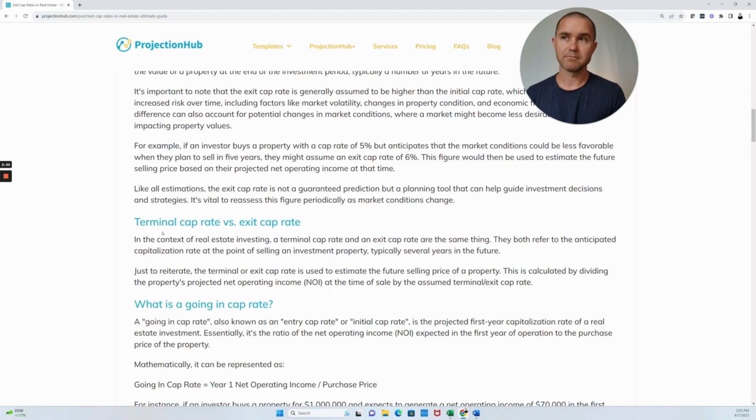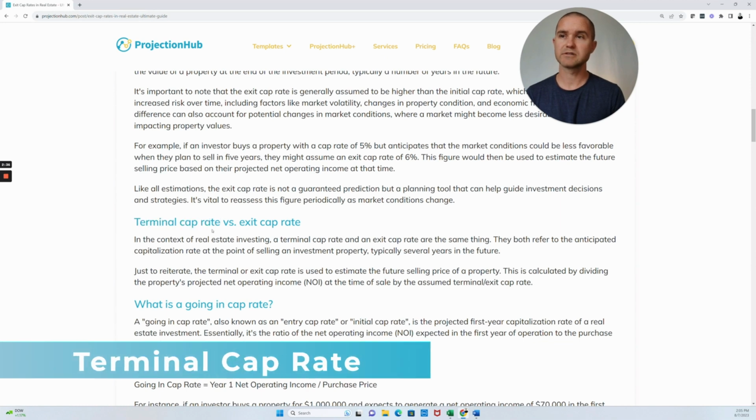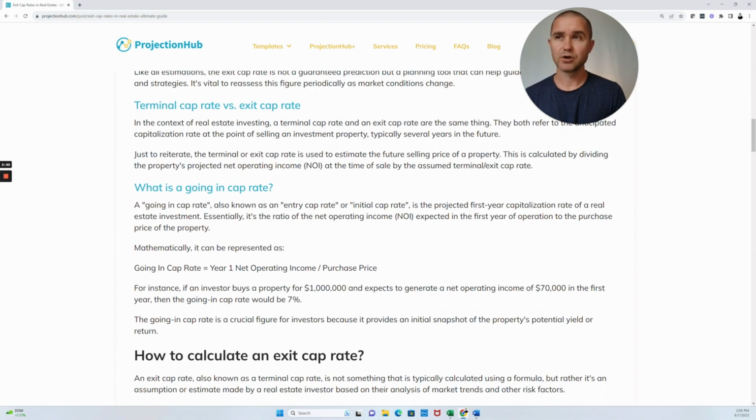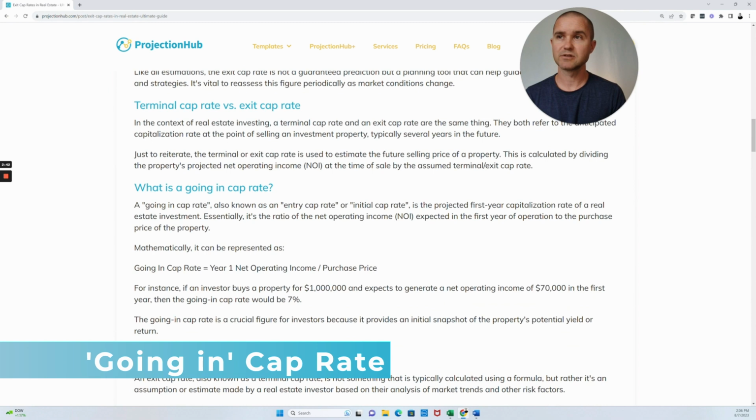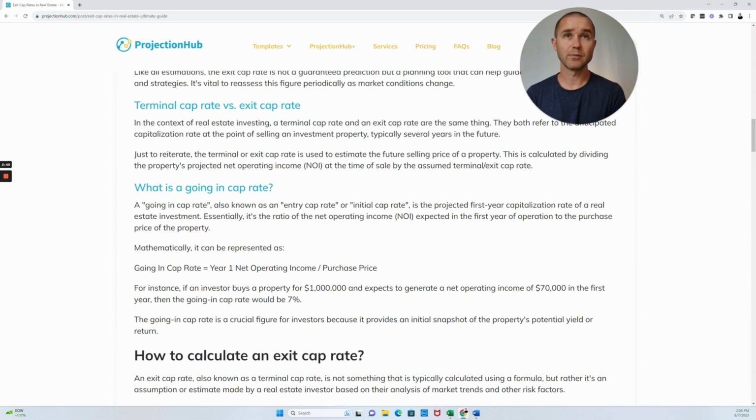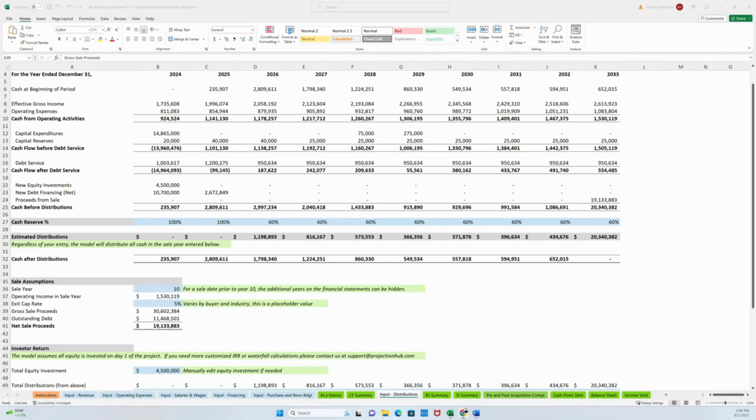Now, exit cap rate may also be known as a terminal cap rate. You can keep that in mind. And you may have heard the going in cap rate. This term, going in cap rate, is the cap rate that you probably used when you purchased the property, right? And so let's just dive into our template here.